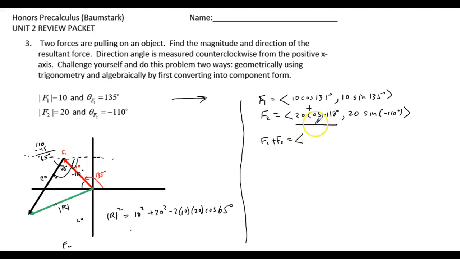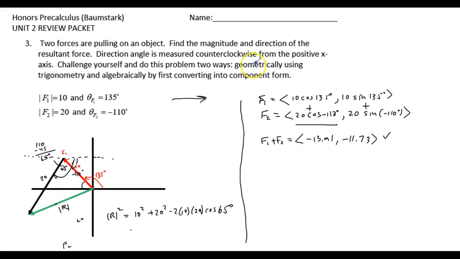I'm not going to do the calculation here. You're going to add 10 cos 135 and 20 cos negative 110. When you punch that in your calculator, you'll get negative 13.91. Same thing here. If I add these two components, I would get negative 11.73. And this looks like it's pointing to the third quadrant, which actually makes sense with our sketch here. So we have some confidence that it's going 13.91 to the left, 11.73 down. That looks like what's going on here.